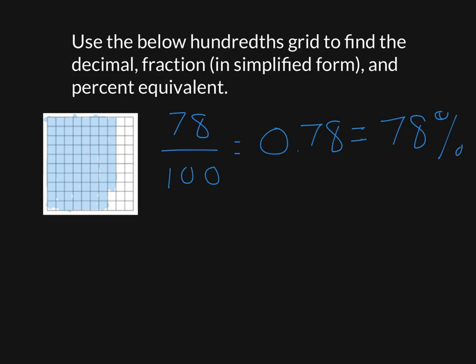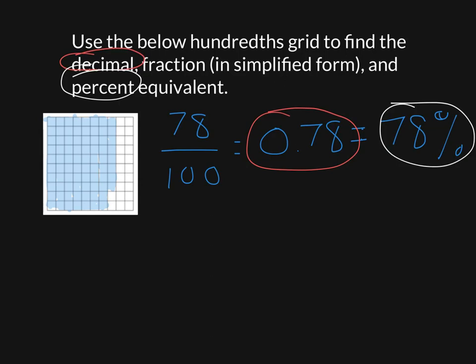So let's see, I wanted to find the decimal. There's the decimal. I wanted to find the percent. There's the percent. The last step I need to do is rewrite this as a fraction in simplified form, but I look at this and I notice this isn't simplified. I can divide both of these numbers by 2. So let's do that.